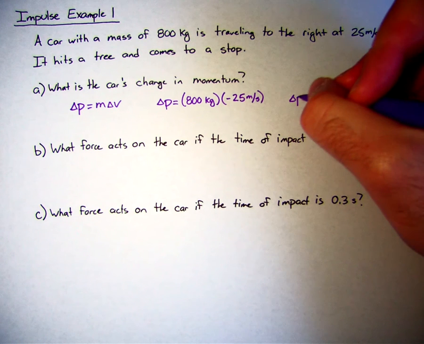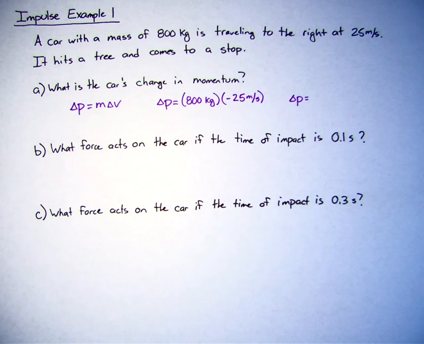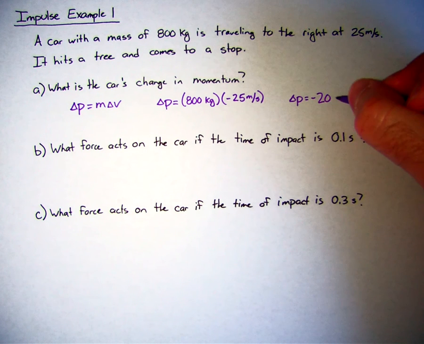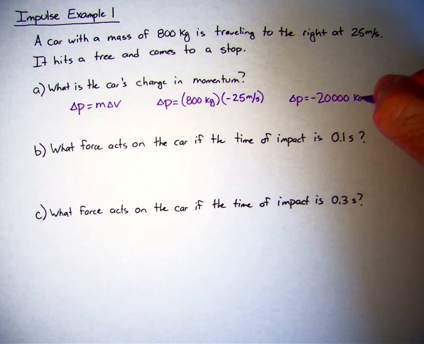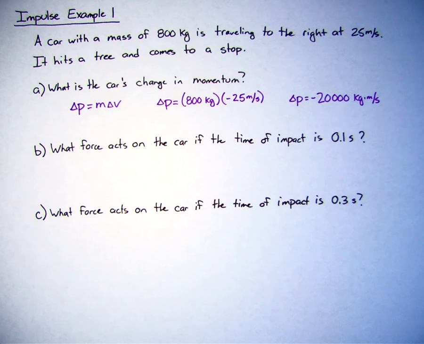So that gives us an overall change in momentum. So 800 times negative 25. So that's negative 20,000 kilograms meters per second. So that means that the momentum of the car is going to drop, which makes sense. It's coming to a stop.